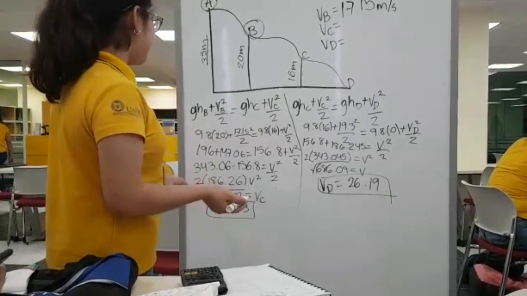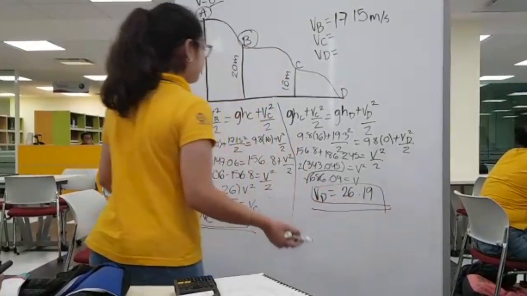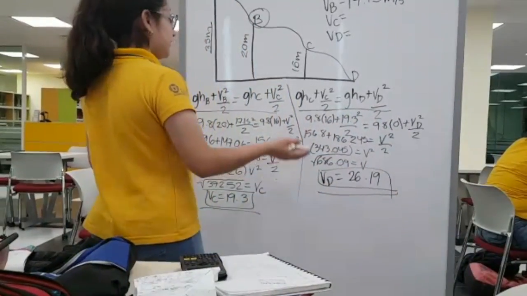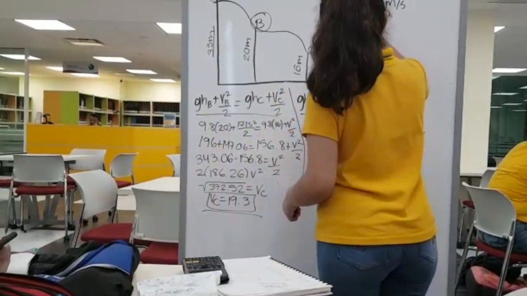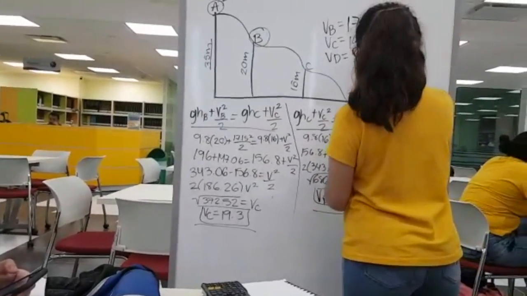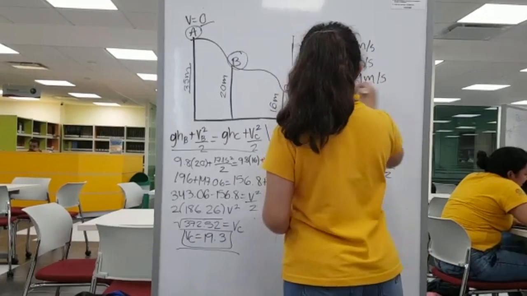Now we have to repeat this process twice, using the points B and C and then the points C and D. It's actually very easy, don't you worry, it seems very confusing. Then that is how we get the velocity of B, C, and D. And that's it.